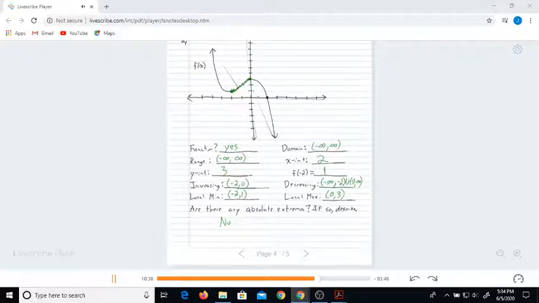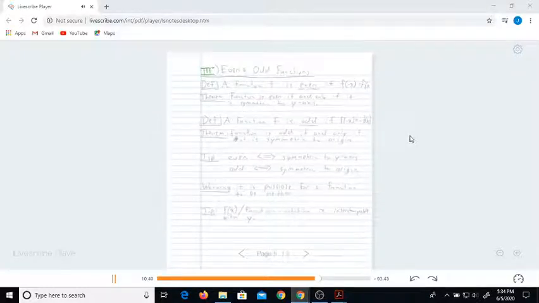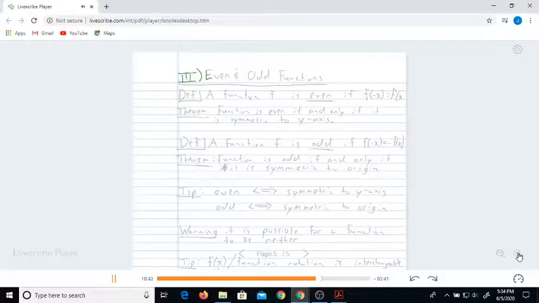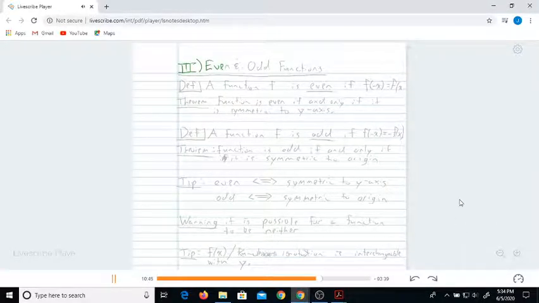So, last topic here, and sorry I forgot to prep this before I started recording, so you'll have to bear with me as I write, is even and odd functions. And this has to do with symmetry. So we covered symmetry in the very first lecture from Unit 2. So a function f is even if f of negative x equals f of x.